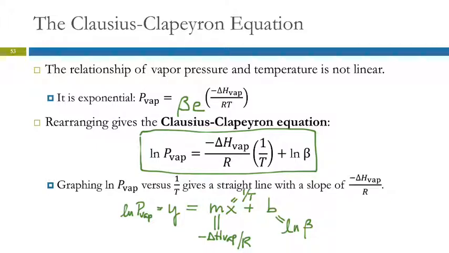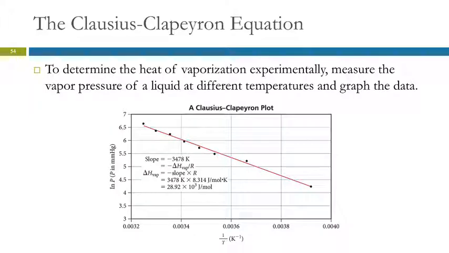So if we graph the natural log of the vapor pressure versus 1 over T, we get a straight line, and we can figure out the slope, and the slope is equal to negative heat of vaporization over R. R is the gas constant, so we can get the heat of vaporization by looking at how the vapor pressure changes with temperature. So one way to determine the heat of vaporization is to measure the vapor pressure of the liquid at different temperatures and then graph that data.